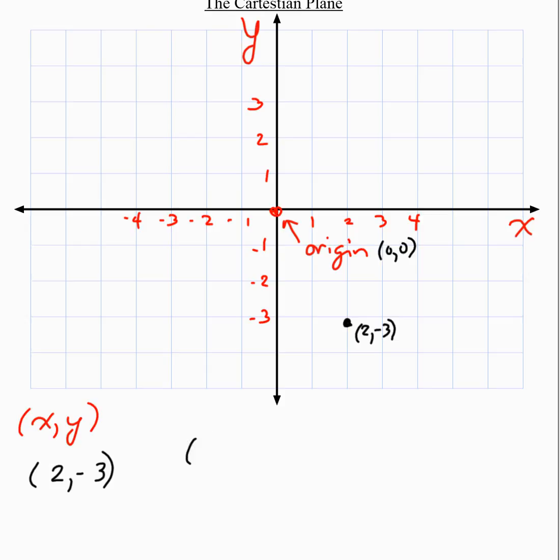So another example, -3, -1, I go over to the left 3, 1, 2, 3, and then I go down 1. That would be -3, -1.